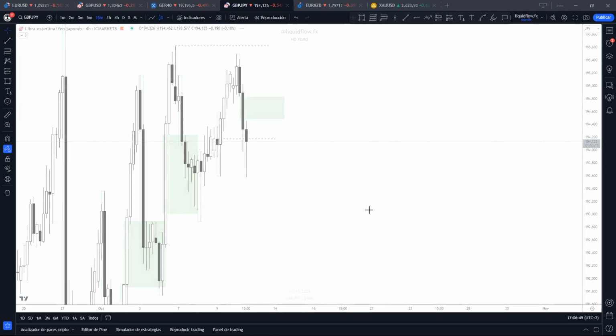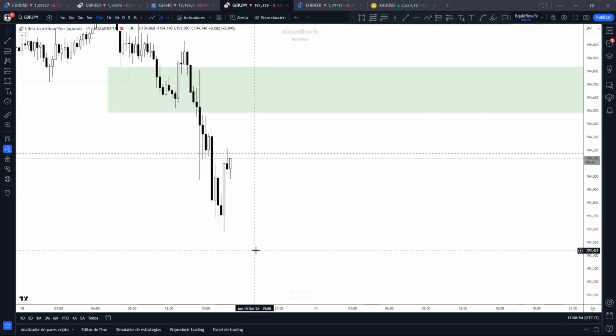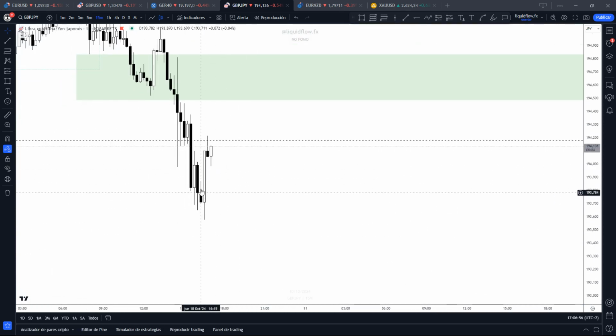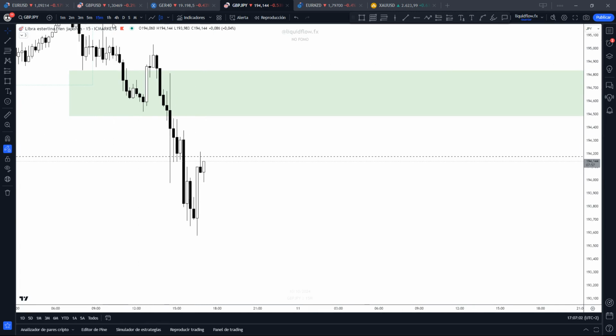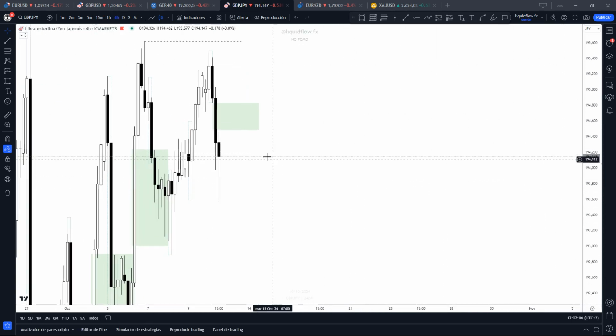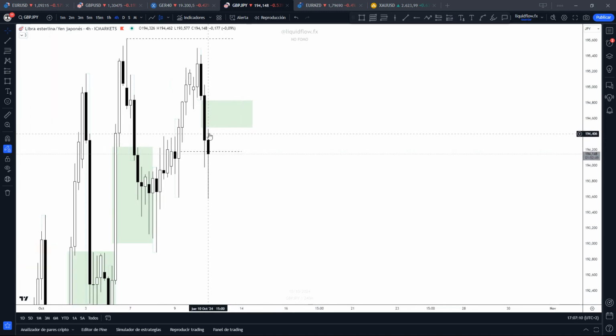Okay, you could have this one here. You could have this entry. Actually, you will see how it's respecting this fair value gap in 15 minutes, but this is your high in 15 minutes. You cannot target in this. It's not logical.